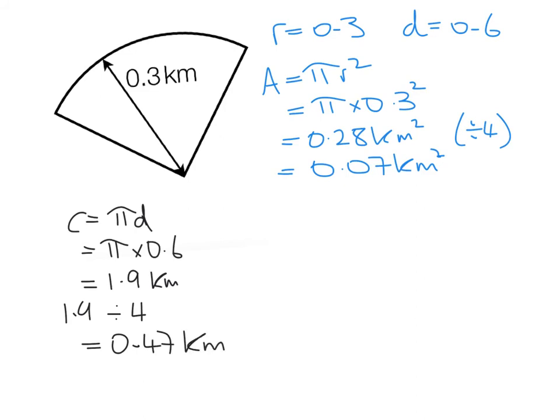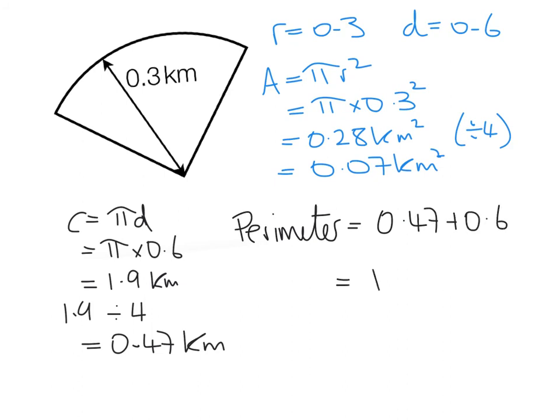Now, just like last time, all that's done is it's found me the length of this little arc. Okay, I then need to add on this 0.3 and that 0.3, so essentially the diameter. So the perimeter equals 0.47 add 0.6, which is 1.07 kilometers.